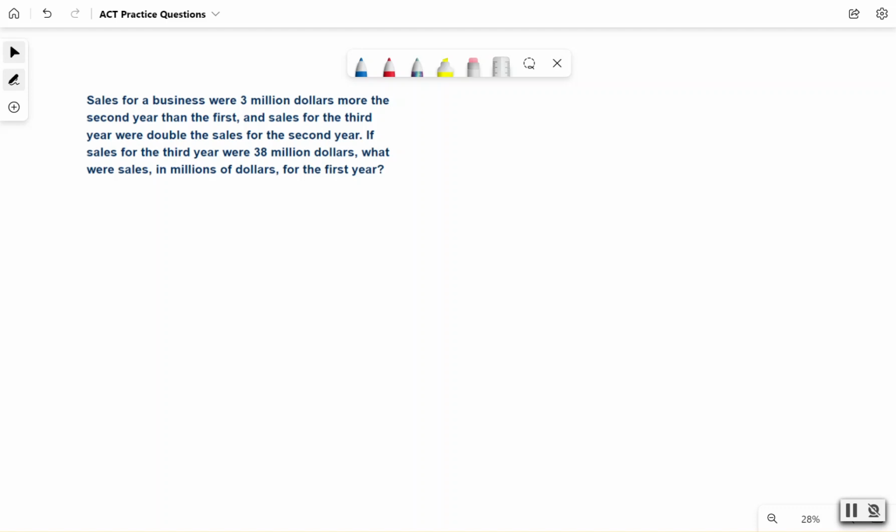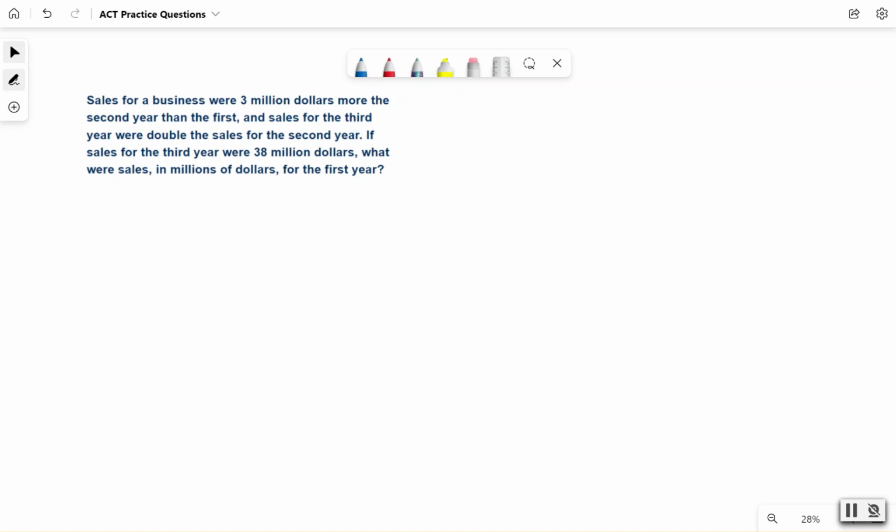Today we're going to be taking a look at an ACT math practice question. Today we're taking a look at a question that goes like so. Sales for a business were $3 million more the second year than the first year, and the sales for the third year will double the sales of the second year. If the sales for the third year were $38 million, what were the sales in millions of dollars for that year? So here we actually have to create a system of equations.